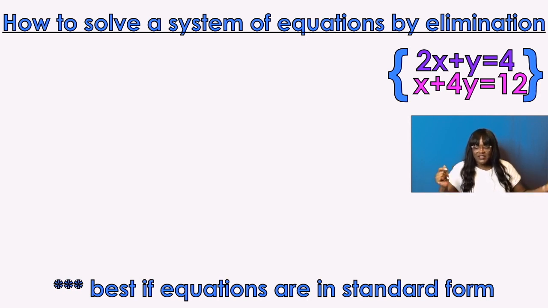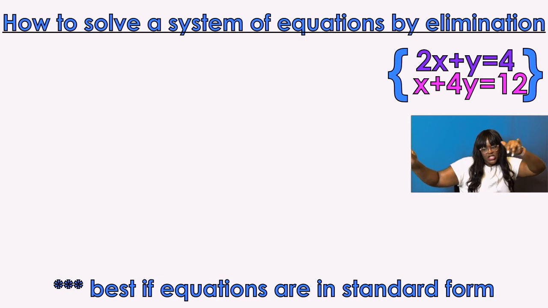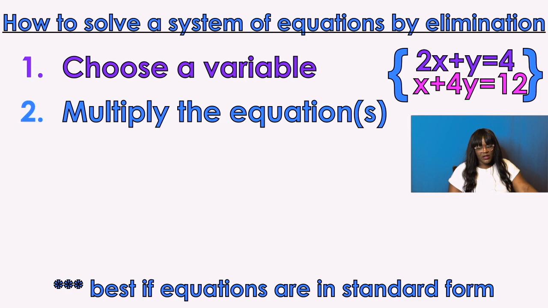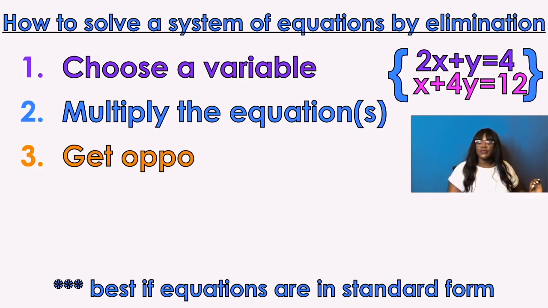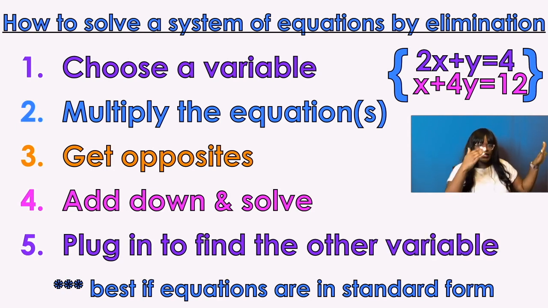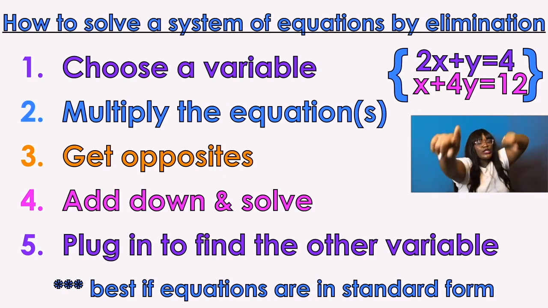Anyway, how to solve a system of equations by elimination. Number 1, choose a variable. Number 2, multiply the equations. Sometimes it's just one equation, sometimes it's both equations. Number 3, get opposites. Opposites are -2 and +2. Opposites are not -1 and +3. They have to be the same number, one negative, one positive. Number 4, add down and solve. Number 5, plug in that one answer and find the second answer, because you need an X and a Y, because your answer has to be an ordered pair.